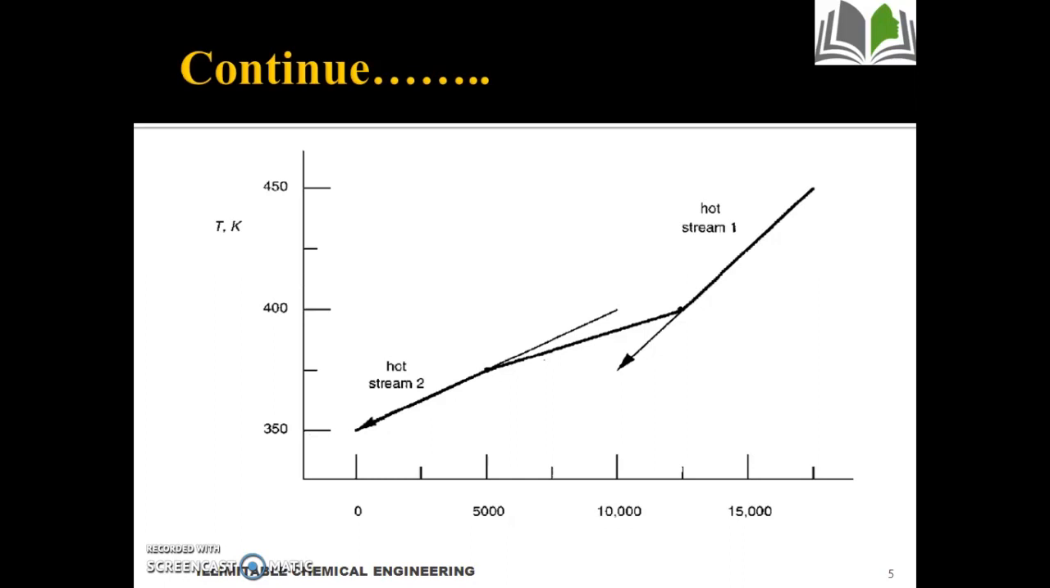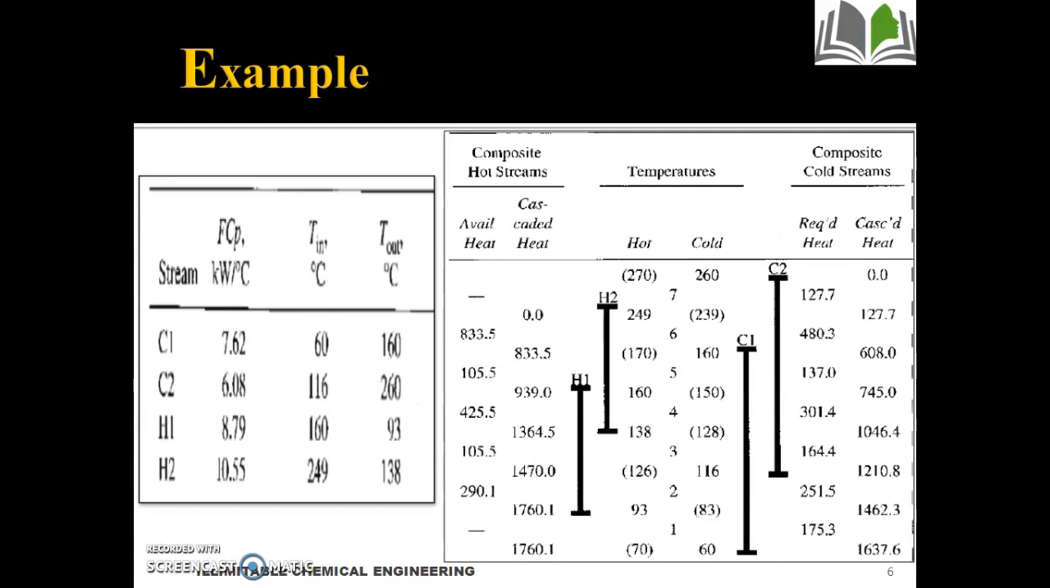We can merge all the cold streams for a problem in a similar manner. So we will see this theory by one of the examples. Let's start. This is the data given in the Biegler book. This data is given, right? C1, C2, H1, H2 means two cold streams and two hot streams are given.